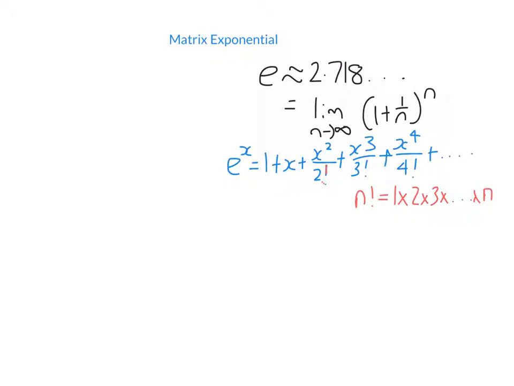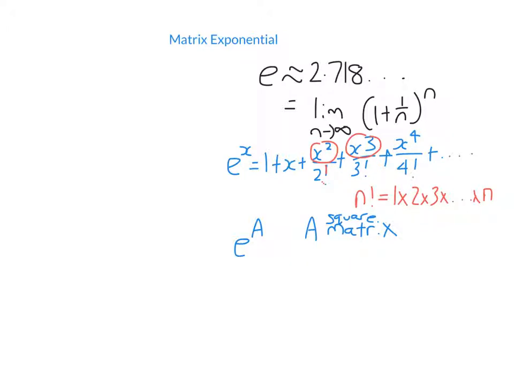So what does this have to do with matrices at all? Well, actually, sometimes we need to calculate e to the power of A, where A is a matrix. Now, because we're talking about powers here, x to the power of 2, x to the power of 3, and so on, A will need to be a square matrix. Because, of course, you can't take powers of a matrix that's not square.